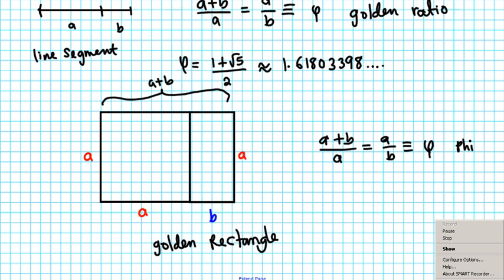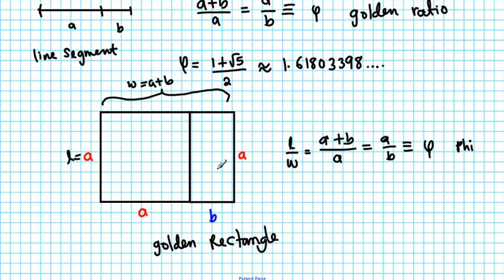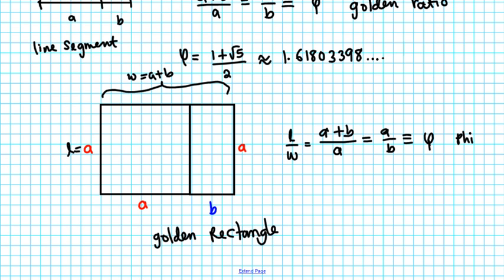In the context of this golden rectangle, this is the width, and this is the length. If the ratio of the length to the width is phi, then we have a golden rectangle. Any rectangle where the ratio of the length to the width is in this proportion is a golden rectangle. This ratio of length to width is going to be 1.618.